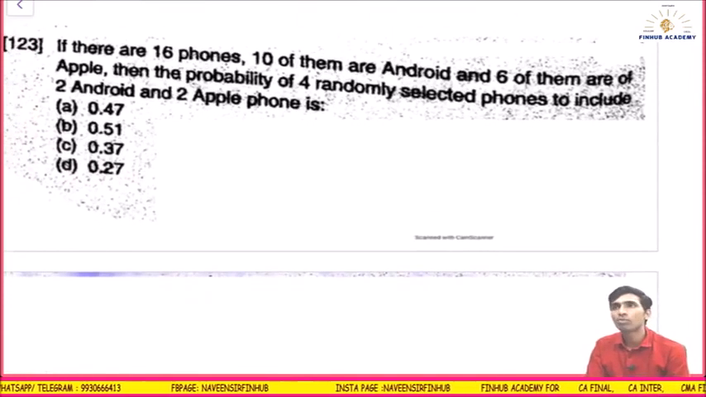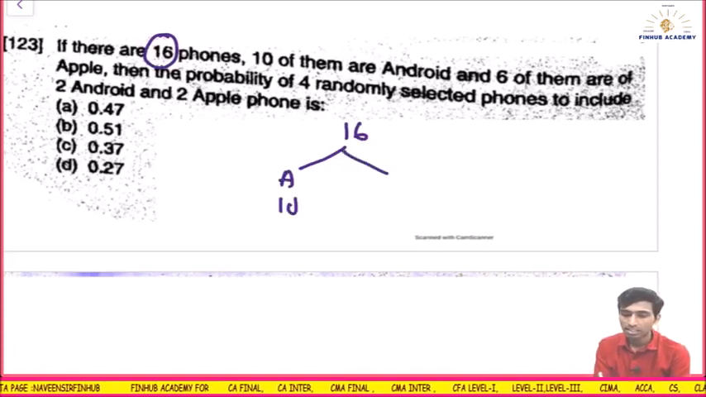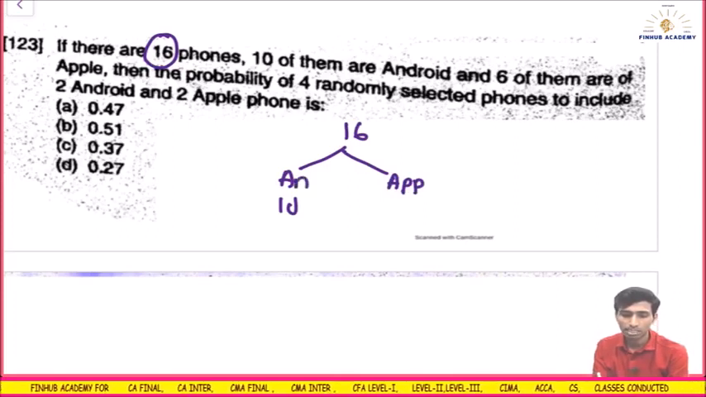If there are 16 phones, 10 of them are Android and 6 of them are Apple, then what is the probability that 4 randomly selected phones include 2 Android and 2 Apple? So I have 16 phones, Android phones are 10, Apple phones are 6.